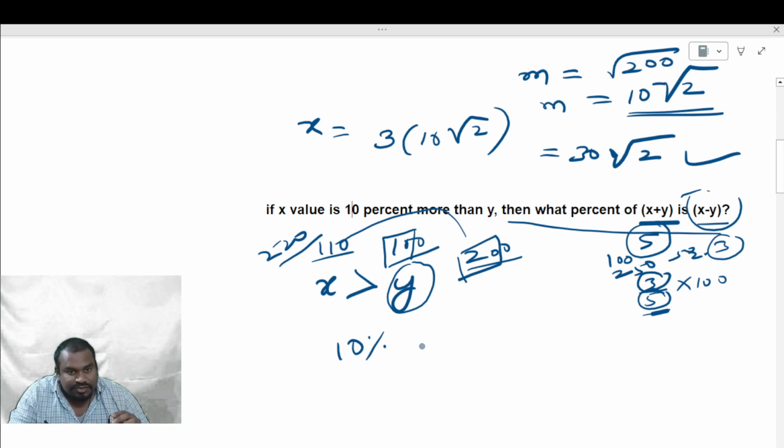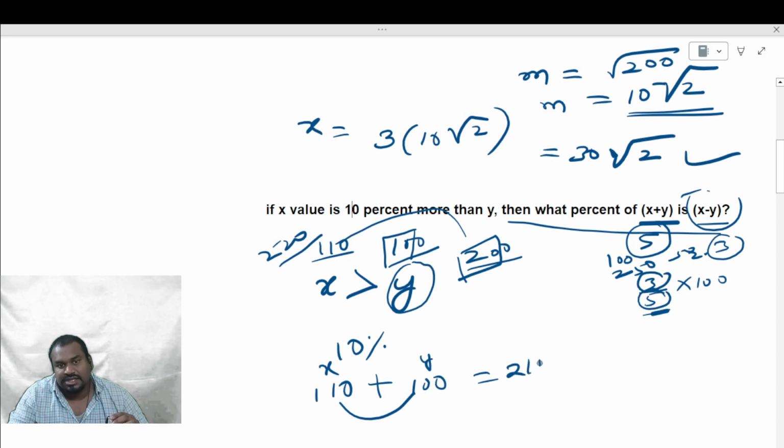Now I'll go with the assumption that y is 100 and x is 110. What is the value of x plus y? This is x and this is y. X plus y is 210. And similarly, x minus y: I know the x value is 110 and the y value is 100, so x minus y is 10.